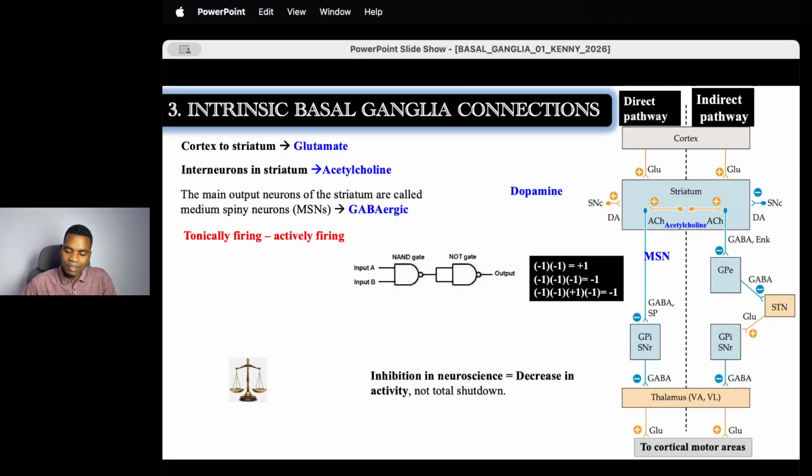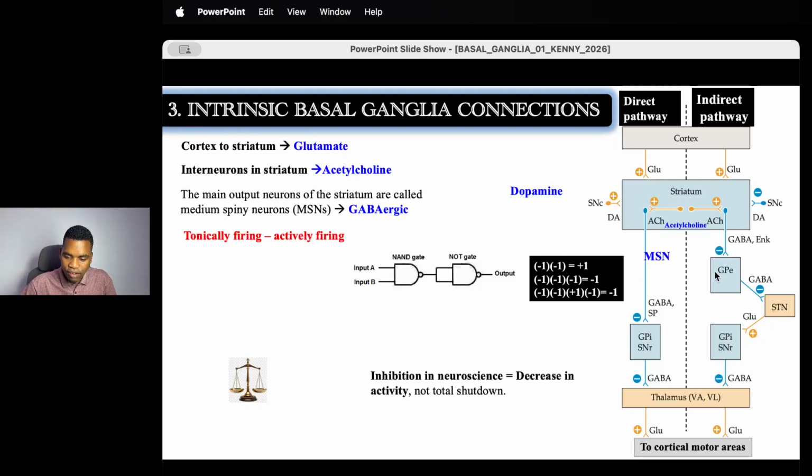So in the indirect pathway, it's a little bit different, and let's count how many negatives we have within the basal ganglia in the indirect pathway. So we have a negative, we have a positive, and then we have a negative. How many? We have 3 negatives and 1 positive. So what do you think the output would be? Let's put it in a formula.